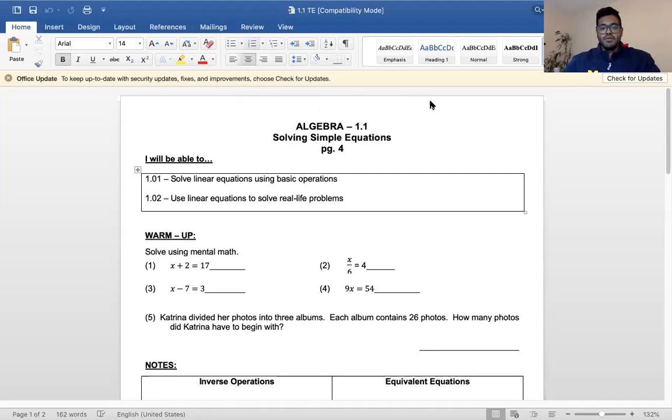Today, your learning targets, or what you're going to be able to learn by the end of today, hopefully, is solving linear equations using basic operations, and how to use linear equations to solve some real life problems. So math isn't just a bunch of numbers and variables. We use it to solve real life problems, which is why it's so interesting, in my opinion. So that's why it's pretty cool. So we have a couple warm-up problems here. I'm going to zoom in a little bit on this so we have more room.